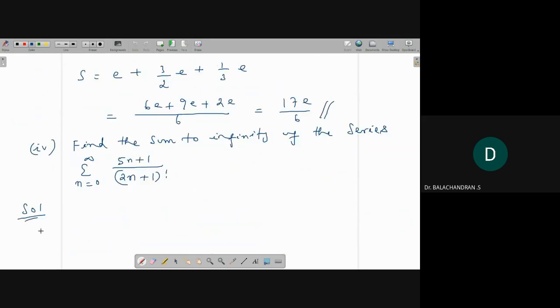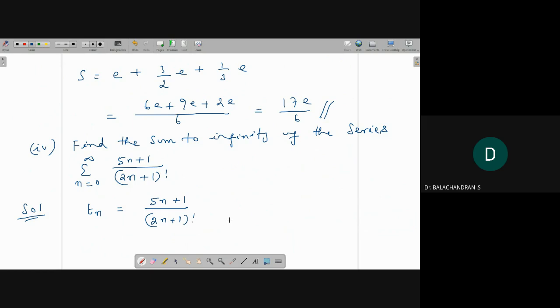Okay. So now here the nth term is Tn. So what is the nth term? Sir, 5n plus 1 by 2n plus 1 factorial. Yes, sir. Okay, correct. 5n plus 1 divided by 2n plus 1 factorial.